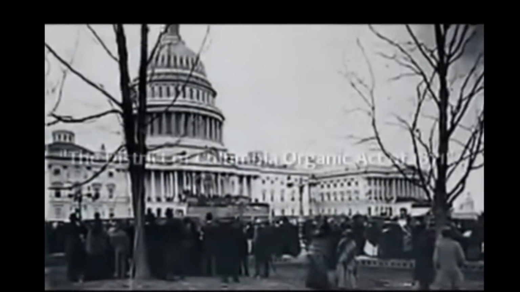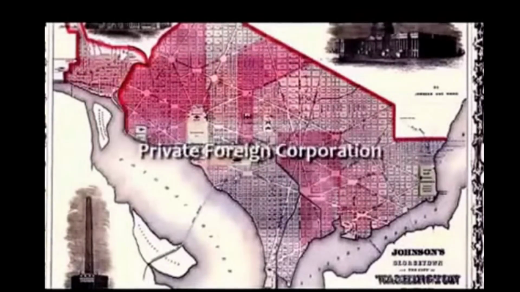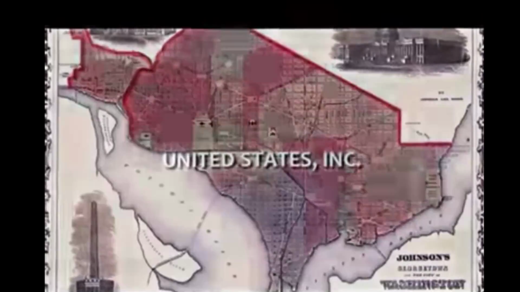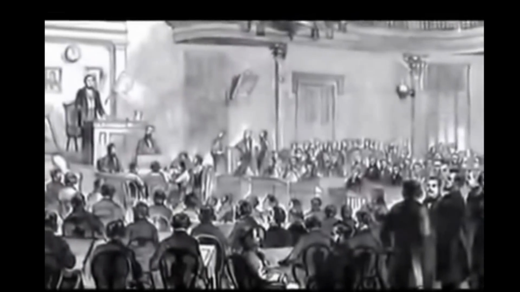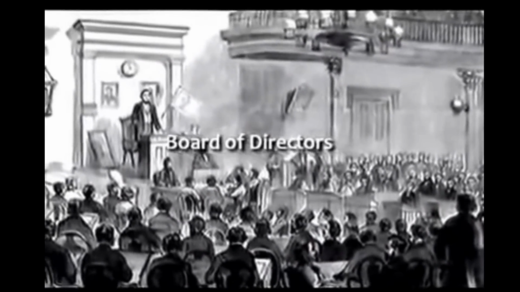This occurred with the passage of the District of Columbia Organic Act of 1871, which incorporated the area of the District of Columbia into a private foreign corporation chartered in the City of London known as the United States Incorporated. This corporation designated Congress as the board of directors to continue the business needs of the government under martial law.